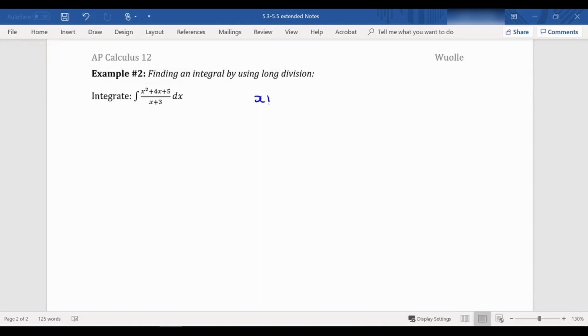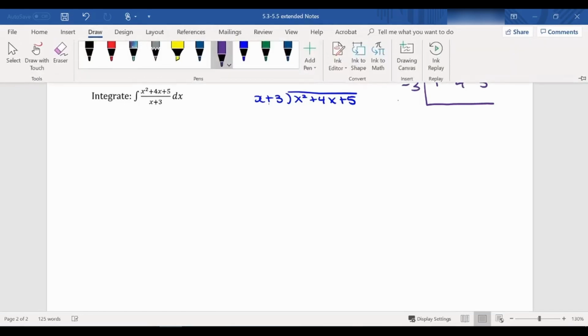So I prefer long division. Some of you might prefer synthetic. Either one is fine. It's not the technique here that matters. What matters is that you're able to rewrite this thing.